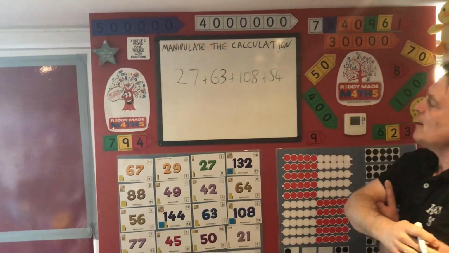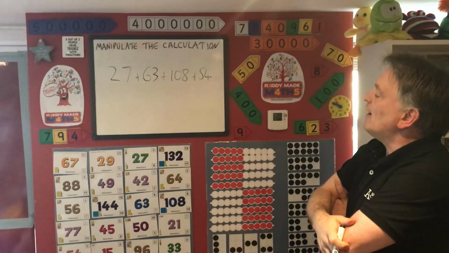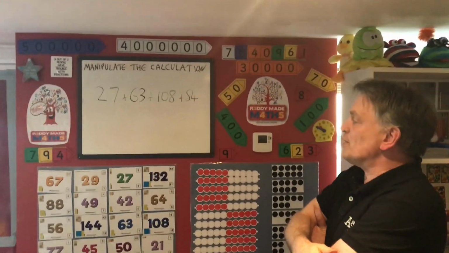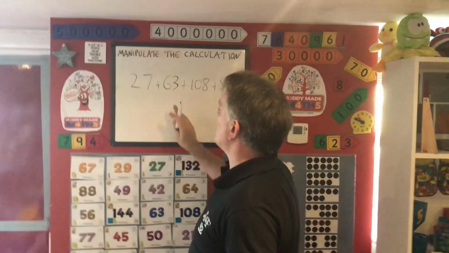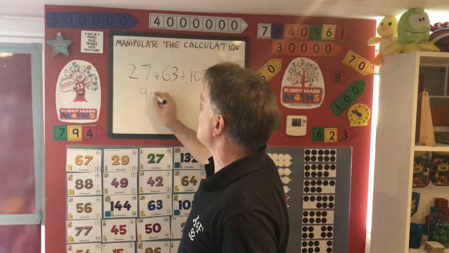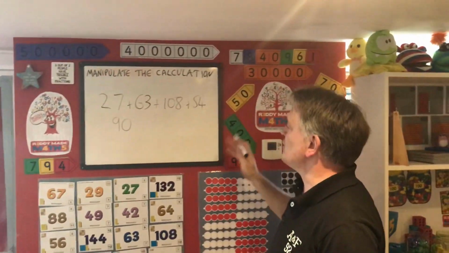So, how can I manipulate the calculation there to make it easier? Well, what I'm going to do is take advantage of the fact that to begin with, I've got a number bond that works. So I've got 80 and 10 makes 90. I've then got 108 and 54.